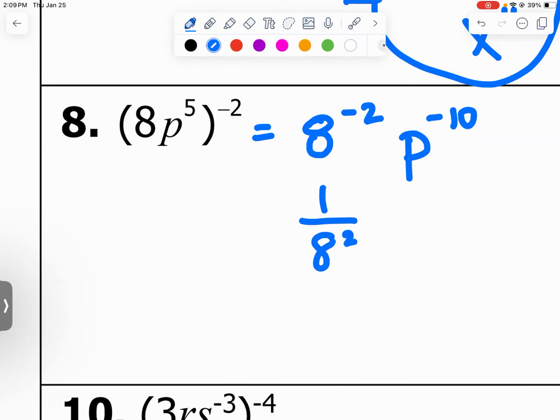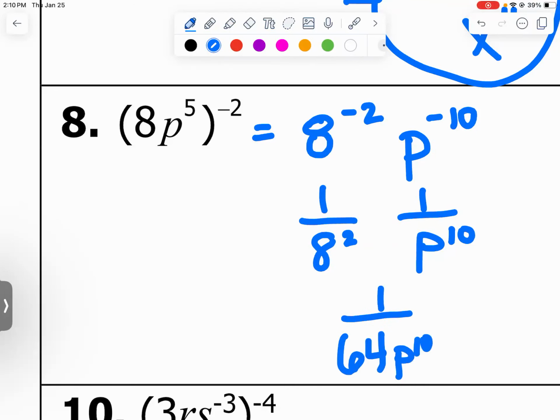Just like p to the -10 means 1 over p to the 10. No, I want you to write this as 1 over 64 p to the 10th. Yes, Maddie. Let's make it like this. Well, A here would be positive, so we bump A up here, B down here. All right, like that, yeah.